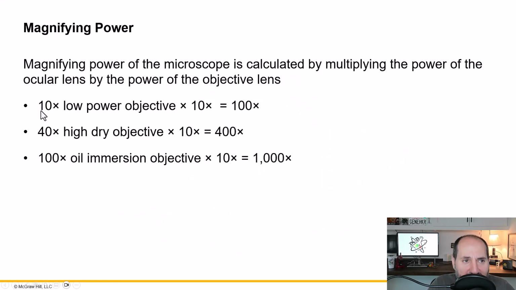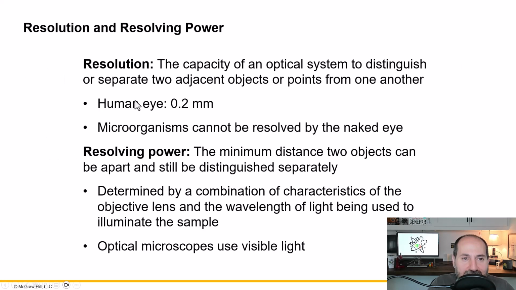You should know how to obtain total magnification. Remember, if you're using the 10x low power objective, your total magnification is 100x because you multiply it by the magnification of the ocular lens, which is 10x. If you're on the 40x objective, your total magnification is 400x. If you have oil with the 100x objective, then your total magnification is 1000x. Again, resolution is the capacity of an optical system to distinguish or separate two adjacent small points from one another. Remember, we talked about the resolution limit of the eye being 0.2 millimeters.